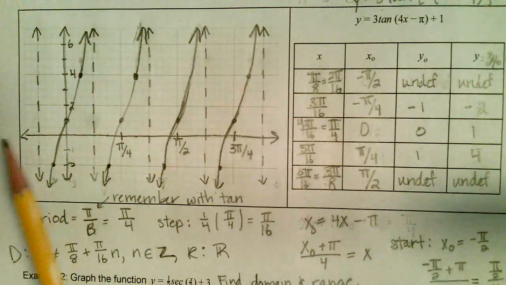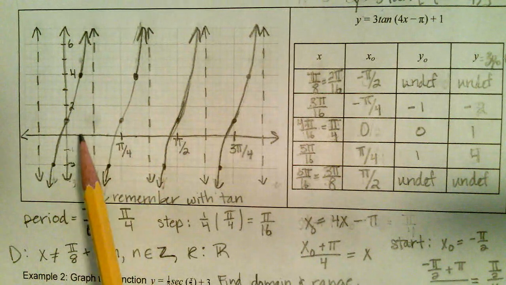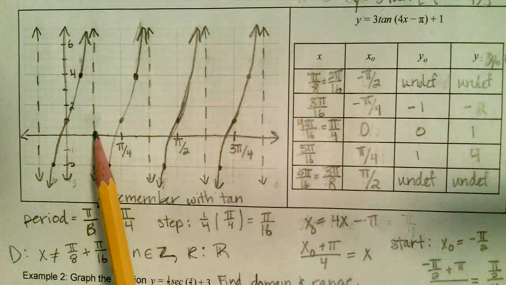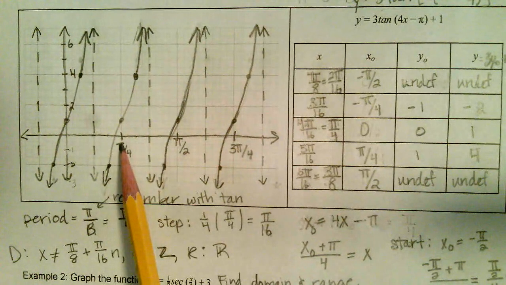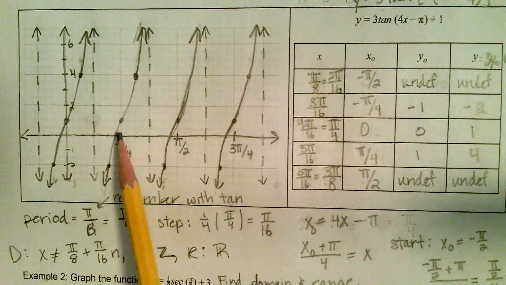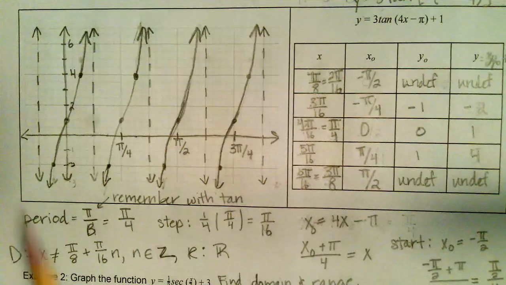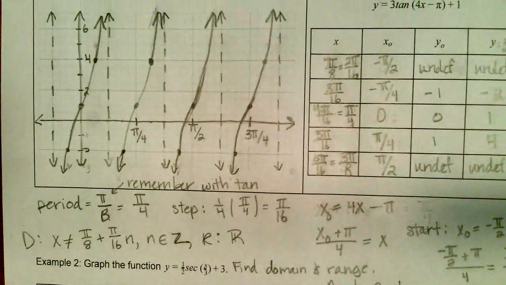Okay, again, you want to be consistent with your tick marks. You can't start at pi over 8 and then have this be 3 pi over 8 and then have this be like 5 pi over 8. You need to be very consistent about your spacing on your graphs, both in the x direction and in the y direction.